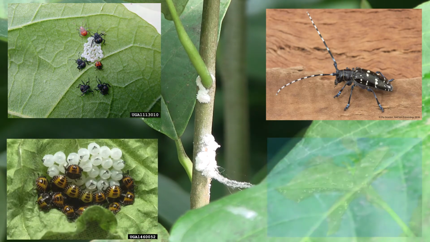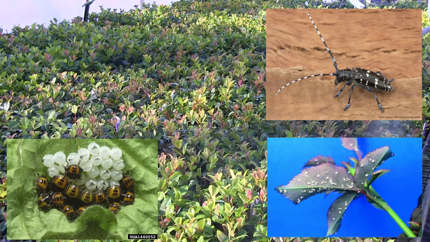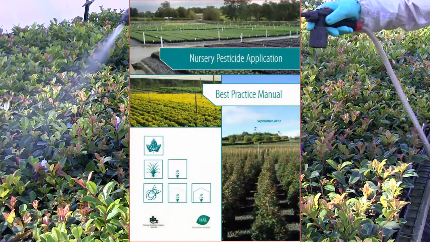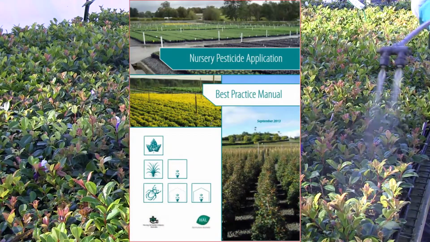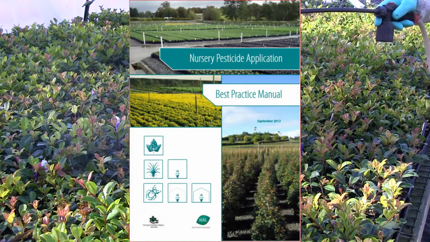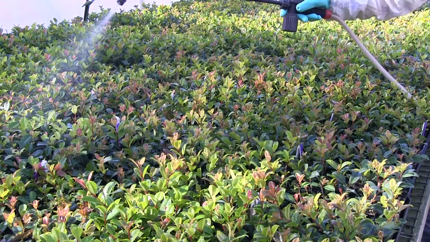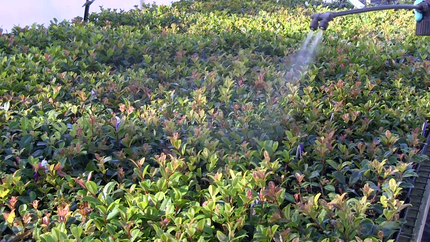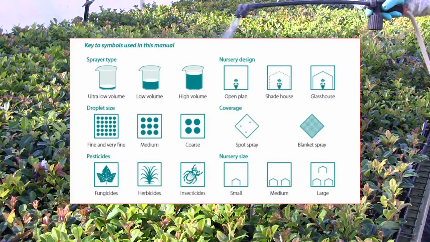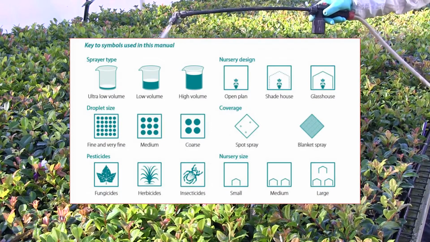However, in this video we will only focus on the physical properties and techniques that influence the safe and successful application of insecticides, as presented in the Nursery Pesticide Application Best Practice Manual. It is the responsibility of the user to ensure the chemical and technique used conforms to the safe use of pesticides and is appropriate for the situation. The user must be familiar with all protocols, terminology and symbols used in relation to the chemical application.